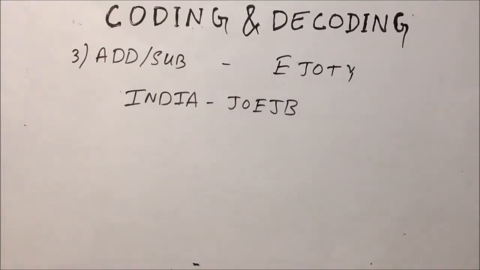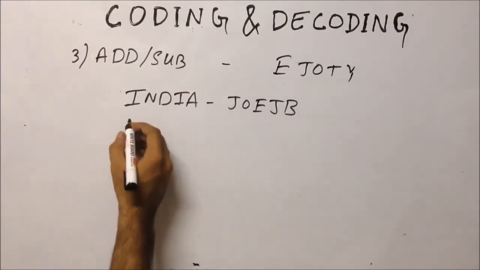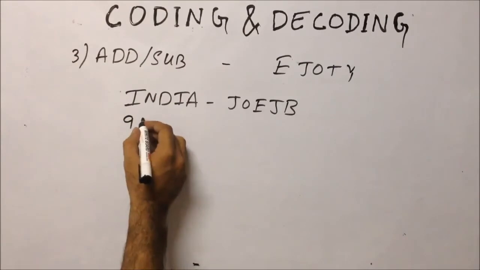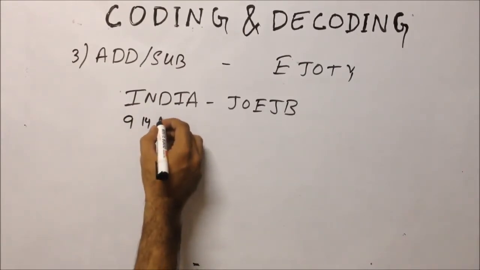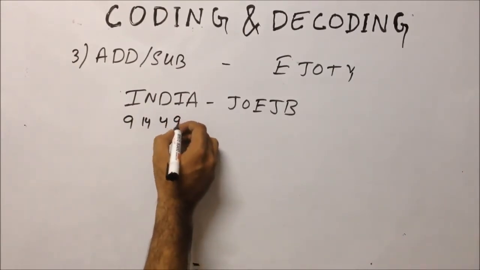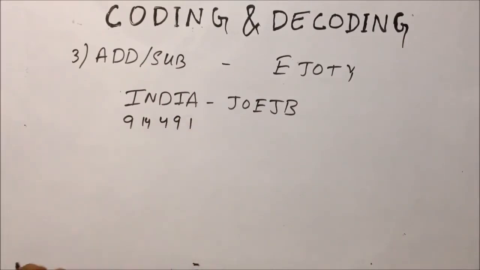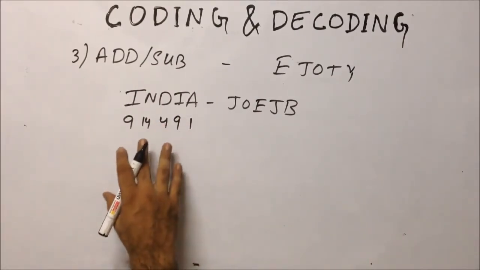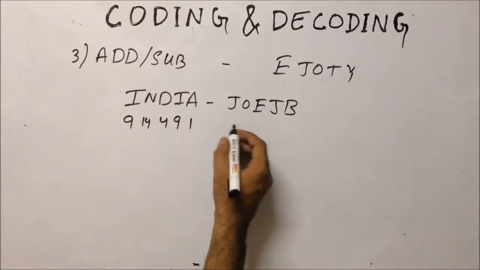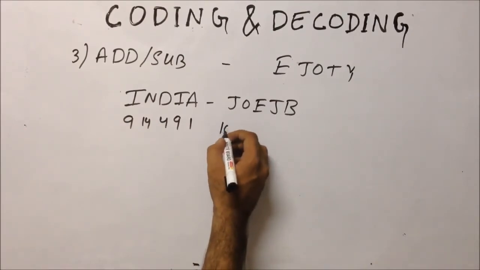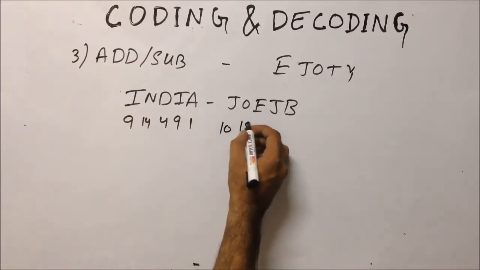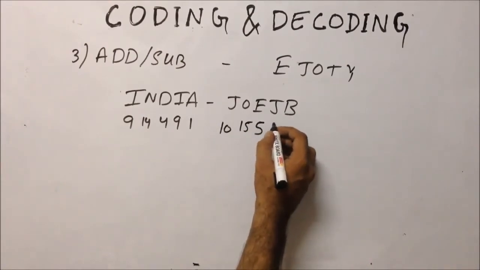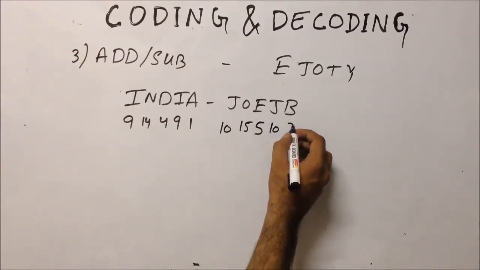To do this question, you need to remember that I comes at the 9th place, N at the 14th place, D at the 4th place, I again at 9th, and A at 1st place. And in the corresponding code, J comes at the 10th place, O at the 15th, E at 5th, J again at 10th, and B at 2nd.